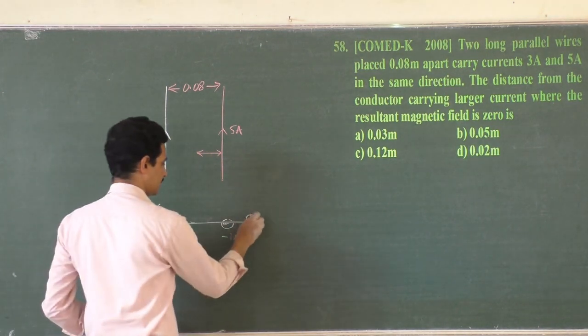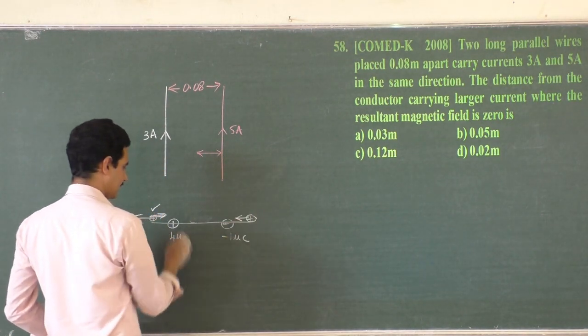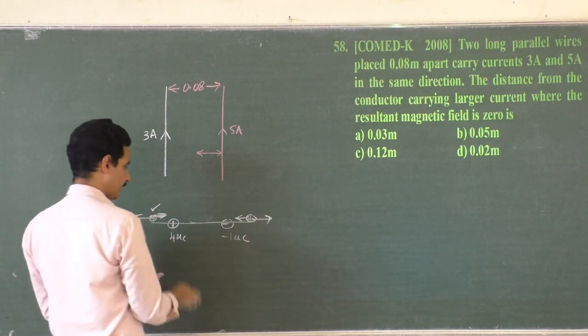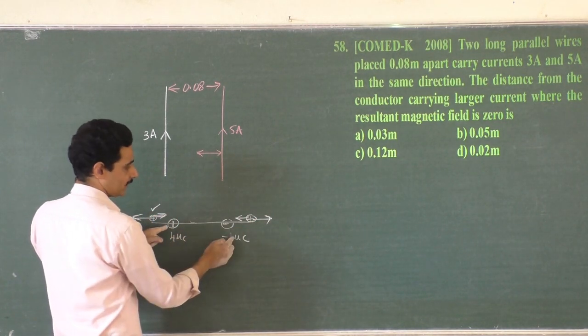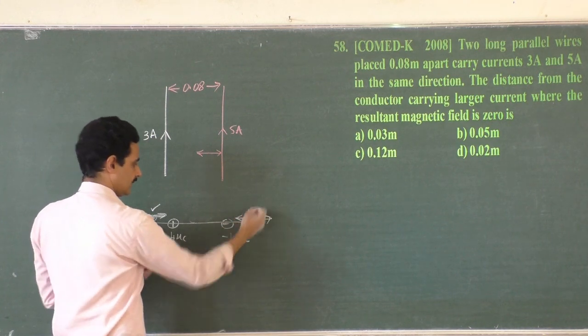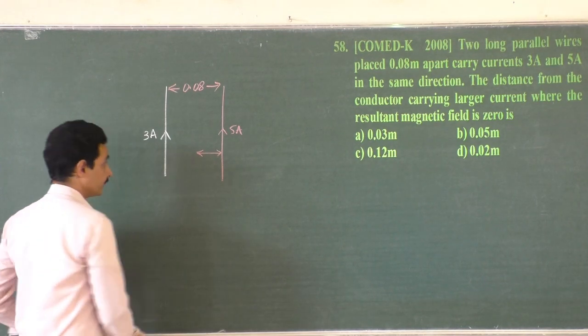Cannot be 0. Here this can be the point where net electric field is 0, because minus 1 attracts, plus 4 repels with the same force, because even though distance is more for 4 microcoulomb, it is stronger, minus 1 is weaker, so nearer. So here it can be 0. Similarly, we have discussed that problem earlier already.